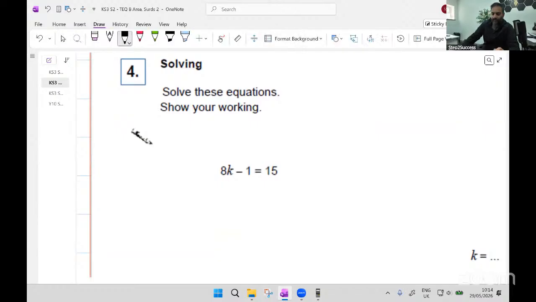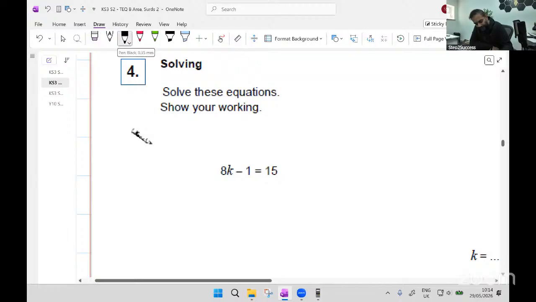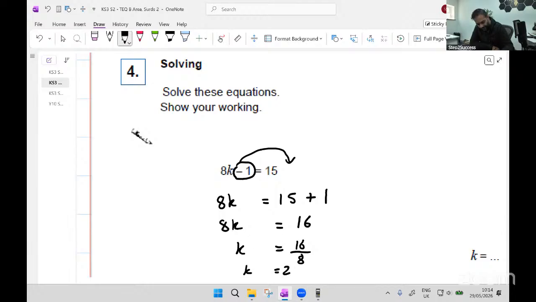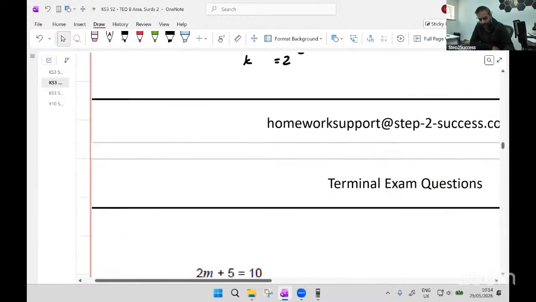So, when you are solving equations, you are trying to get the letter by itself. To do that, you slowly remove anything near the letter. So I want to remove this minus 1. And the way you do that is you move it to the other side where it becomes an add 1. And then if you can work out what 15 add 1 is, then great, 16. And then we need to get rid of this 8. And you do that because it's being times on this side, it gets divided on the other side. So your answer is that k equals 2. That would be the answer to that question.